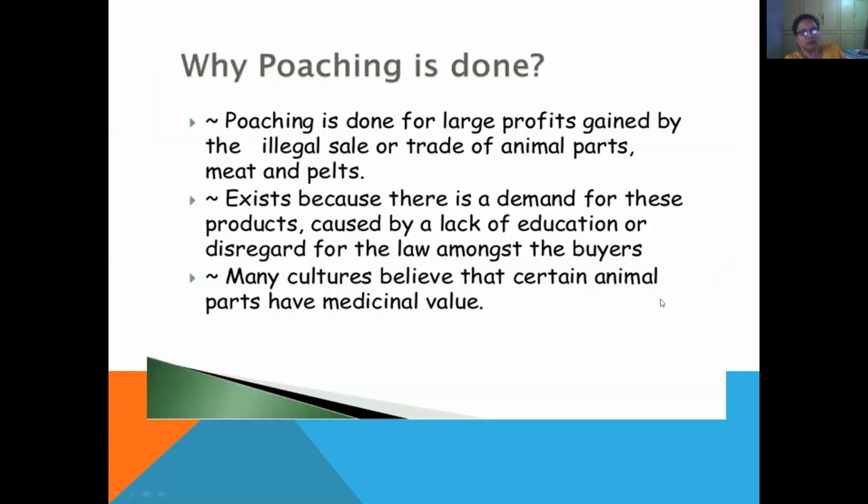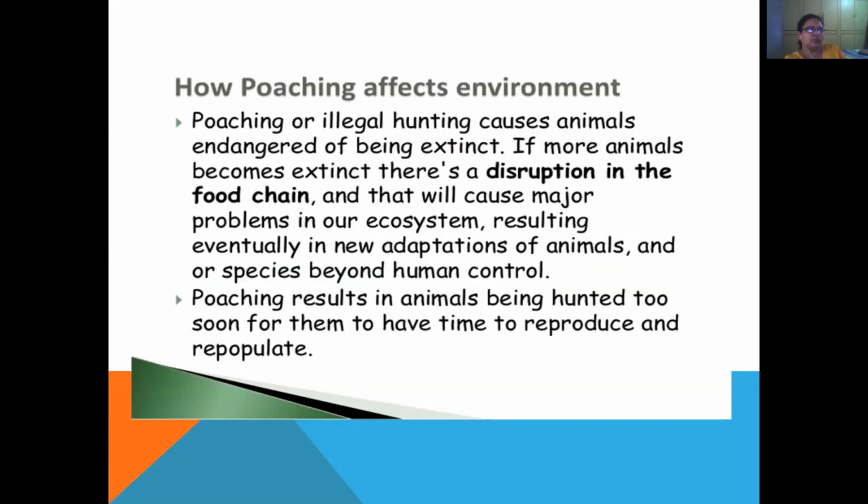It is done for large profits gained by the illegal sale or trade of animal parts, meat, and pelts. It exists because there is a demand for these products, caused by a lack of education or disregard for the law amongst the buyers. Many cultures believe that certain animal parts have medicinal value, so there is a use also for it. But the thing is, man goes for only selling, right? And he wants to procure money for it. So that is why poaching is done.